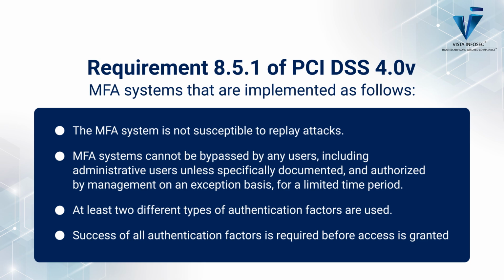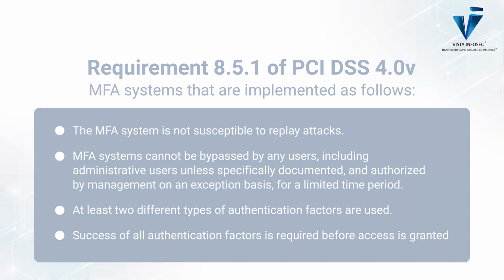And the MFA cannot be bypassed by any users, including administrative users, unless specifically documented and authorized by management on an exception basis for a limited period. So no bypass for anybody for any circumstance. If there is, there has to be some sort of documentation and approval chain in place. And at least two types of authentication factors. So one authentication factor being used twice is not acceptable. And then success of all the factors is required before access is granted. So it cannot be that the password has worked but the token has not worked and you've given access. No, both have to be working and acceptable before access is granted.